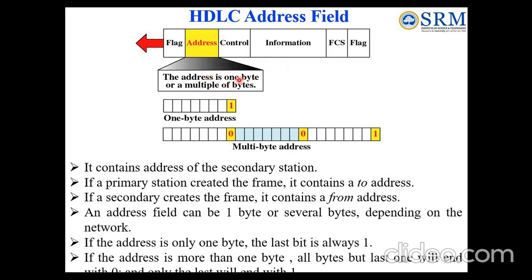Next, address. Address can be either 1 byte or multiple bytes. If it is a 1 byte address, the last bit is 1. If it is a multi-byte address, in every byte the ending bit is 0. Only after the last byte, the last bit is 1. So whenever the 8th, 16th or any multiple of 8th bit is 1 alone, the address field is ending and the next control field starts. Until then, the address field continues.